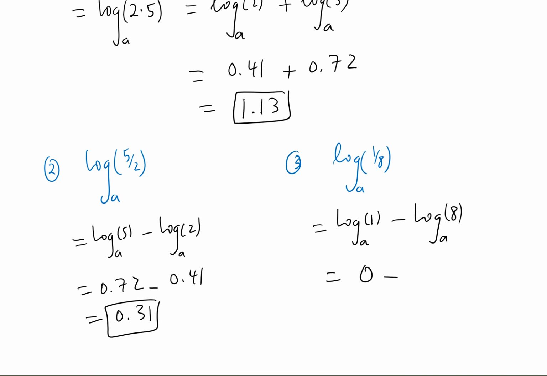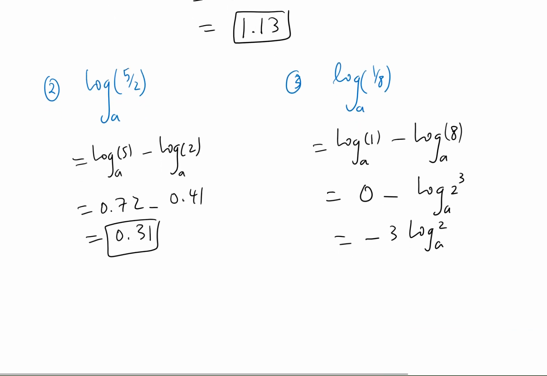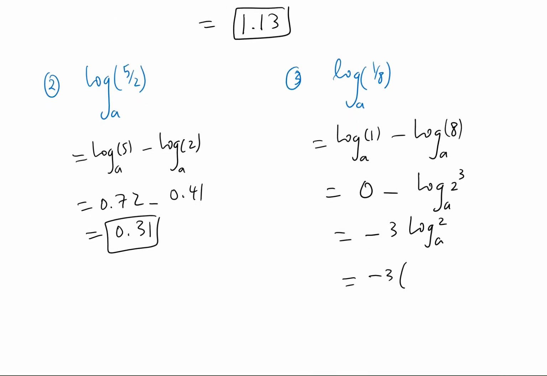For the next one, it's log 1 base a minus log 8 base a. Log 1 is 0. 8 is 2 to the third. Bring the 3 down. Log 2 base a is given, 0.41. So that gives us negative 1.23.